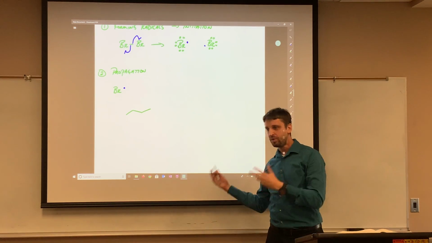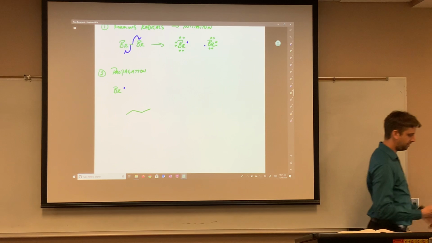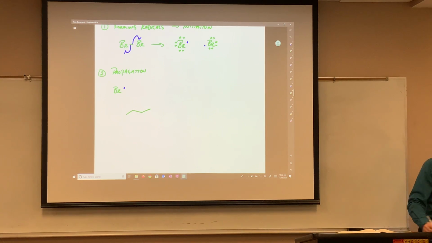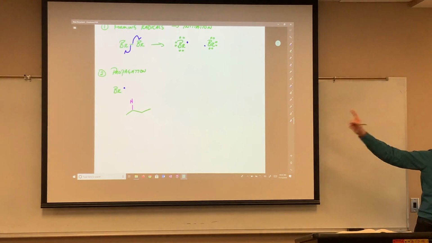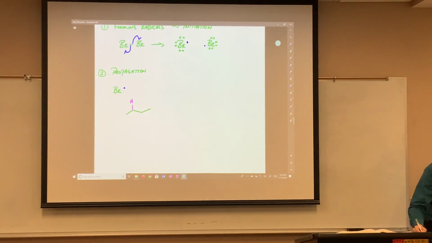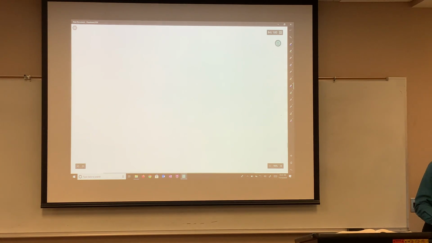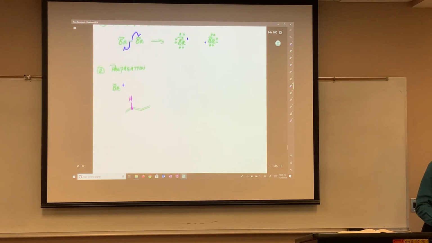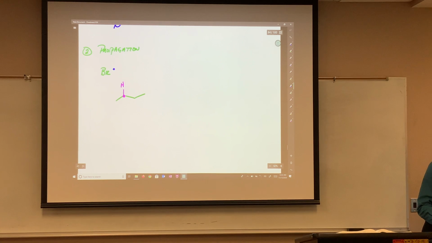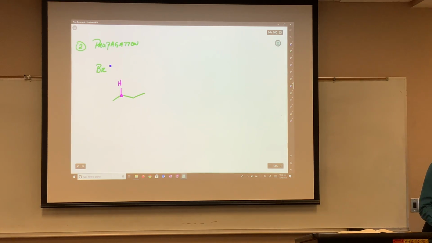Propagation. We start with a radical, we make another one. Now here's what we're going to do. We have to make a radical with this carbon here. Watch what happens. Ooh, all right then. My computer's been acting up all semester, but that's okay. So watch.